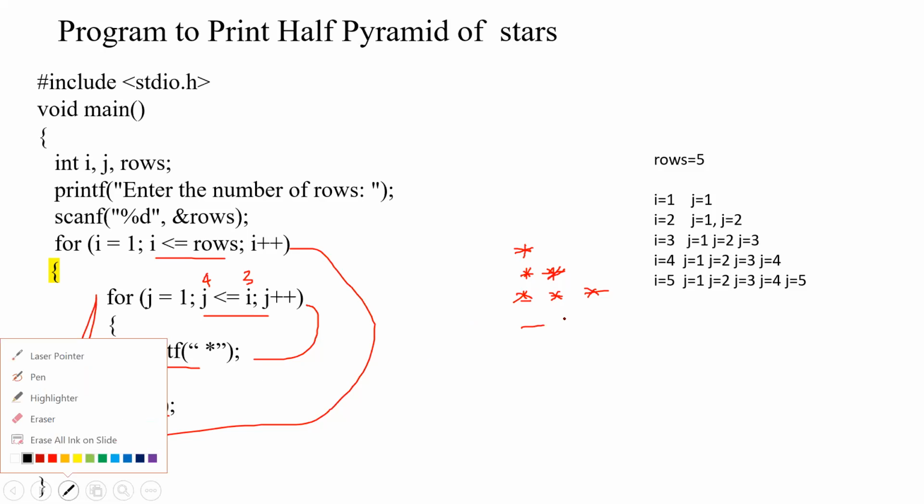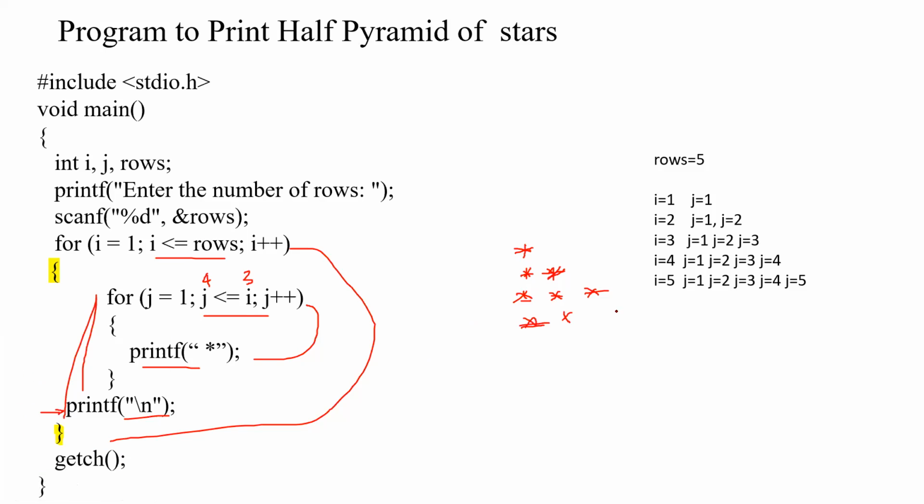j equal to 2, it will print the next star. Then the next star, and then the next star. 4 stars will be printed. Got it? After that, the inner for loop body is over. It will move to this printf statement, and the cursor will come to the new line, right? Because of this new line. After that, the outer for loop body is over.